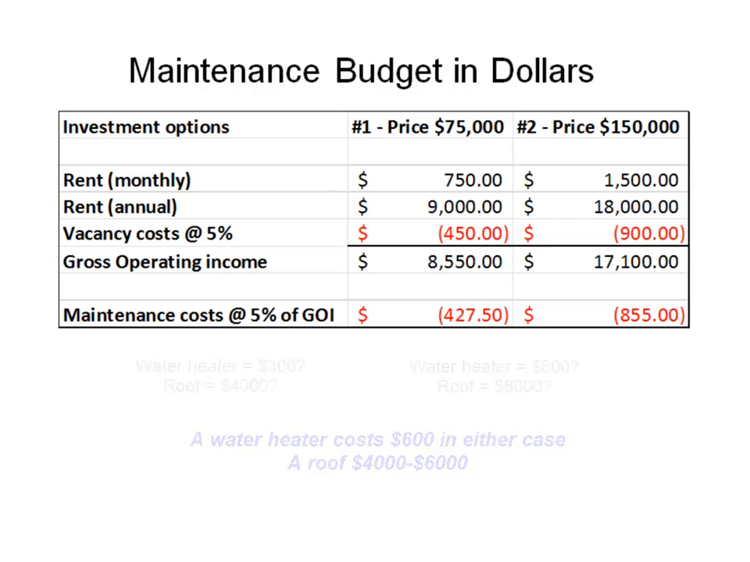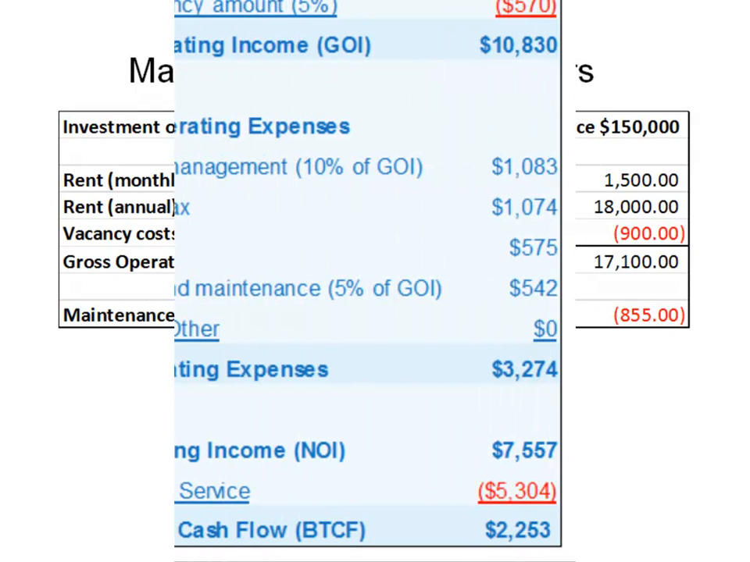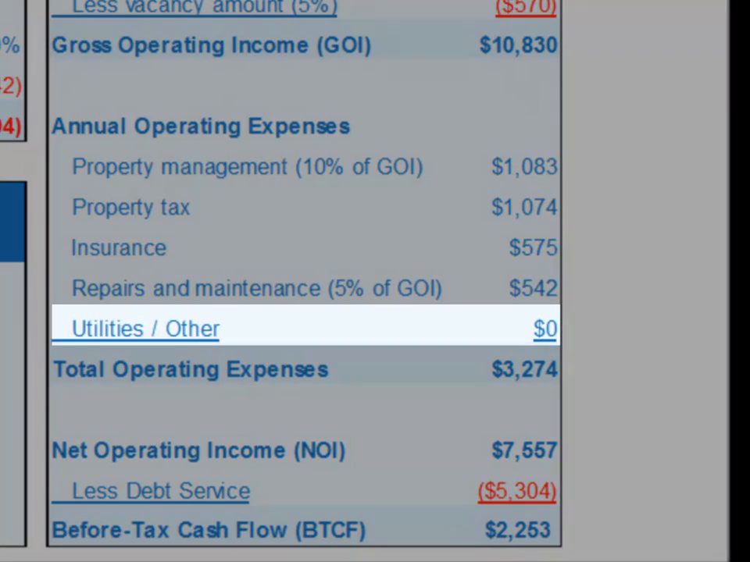Granted, more expensive homes require more expensive maintenance. You might use nicer carpet or put a nicer roof on a more expensive home. But in the end, the costs of those upgrades aren't twice the cost of what you'd put into the $75,000 home. Our last expense category is somewhat of a catch-all.